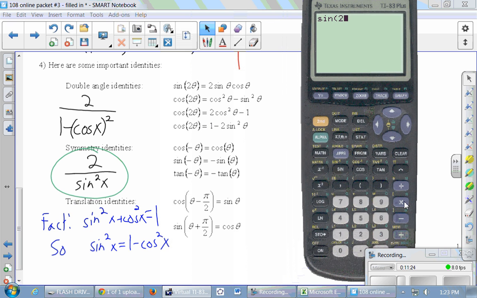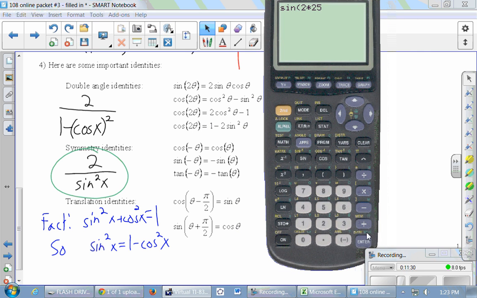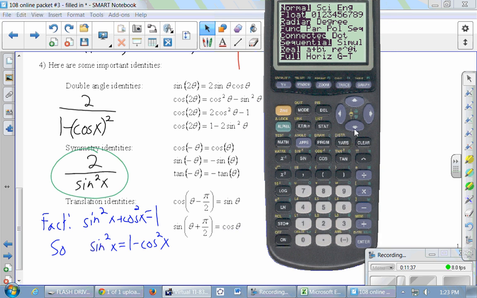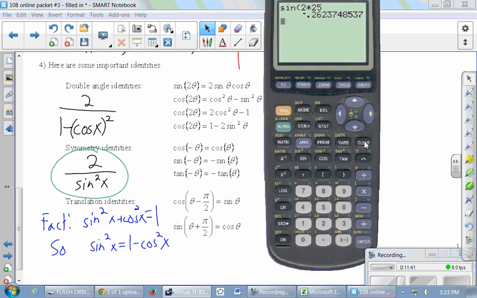If I wanted to do, for example, sine of 2 times 25, so I'm really looking at the sine of 50 degrees, so it's some number. There it is. That is not the sine of 50 degrees. I didn't follow my own rule. Need to make sure we're in the right mode. So let's try again. Oh, sine of 50 degrees is that, compared to, so now theta was 25.